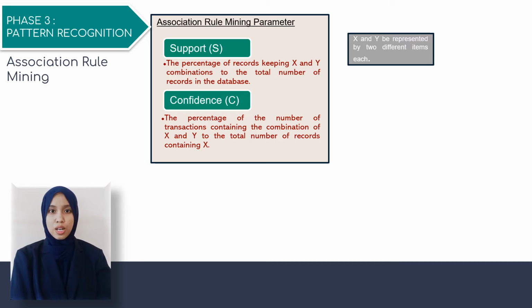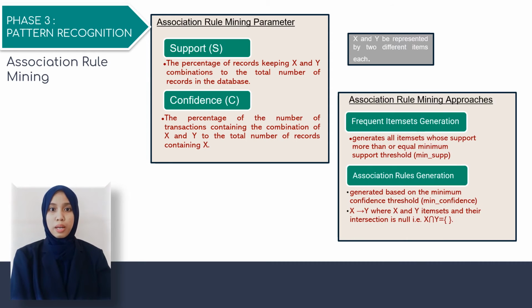of records containing X. A two-step approach in association rule mining will be implemented in the Apriori and Eclat algorithms. The first step is frequent item set generation, which generates all item sets whose support is more than or equal to the minimum support threshold. The second step is association rule generation, which is generated based on the minimum confidence threshold and X implies Y, where X and Y are item sets and their intersection is null, as the example shown in the slide.